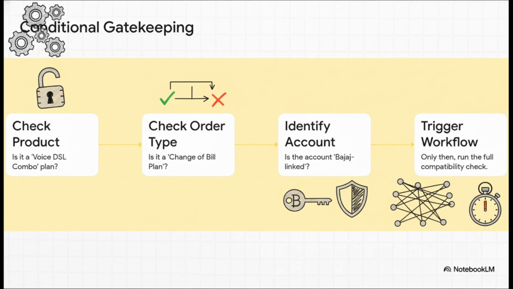It uses what you could call conditional gatekeeping. It doesn't just run that heavy validation check for every single request. No way. First, it does some quick checks. Is the product even relevant? Is the order type something we care about? Is this a special Bajaj-linked account? And only after all those boxes are checked does it bother to run the expensive, deep compatibility check. It's all about preventing wasted work and keeping the whole system snappy.